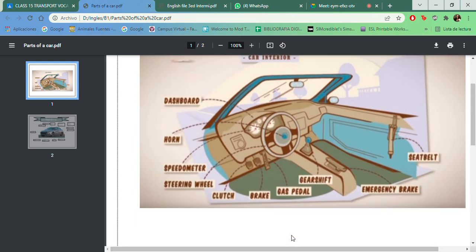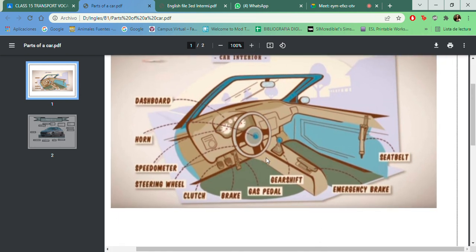So let's see. That is a gear shift, okay? This is called emergency brake, okay? Emergency brake. Here we have what we call the brake, okay? The gas pedal and what we call clutch, okay? The clutch is so you can shift the gear shift, I mean, right? Well, if you drive, you know what I mean. So you can change, right?